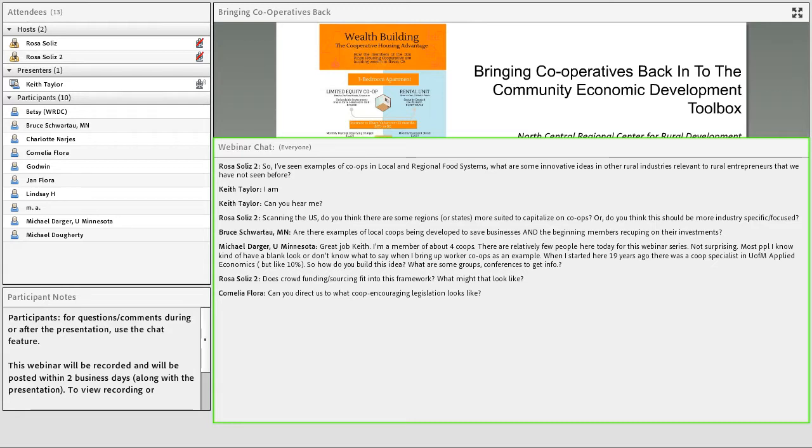I see Rosa's got a question. Does crowdfunding sourcing fit into the framework? What might that look like? Rosa, I absolutely believe that crowdfunding could and should be a big part of what cooperatives do. It is a great way to reinforce those bonds between the members of the cooperative and the cooperative itself.